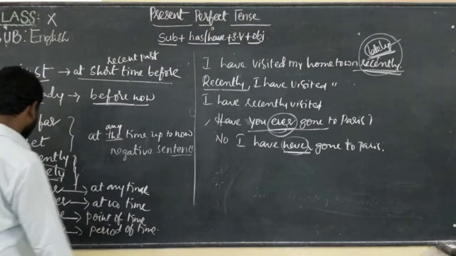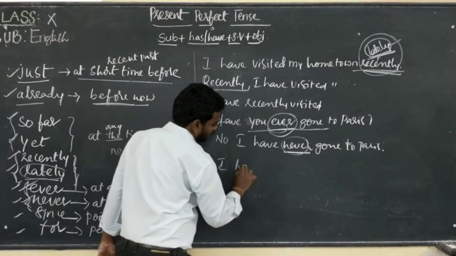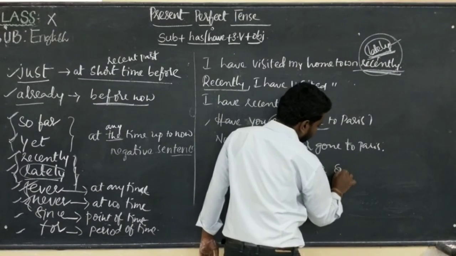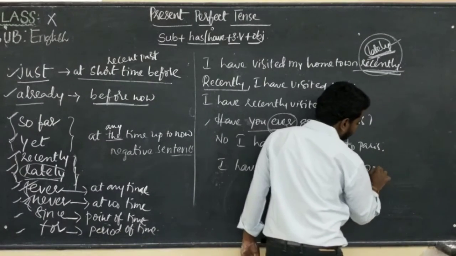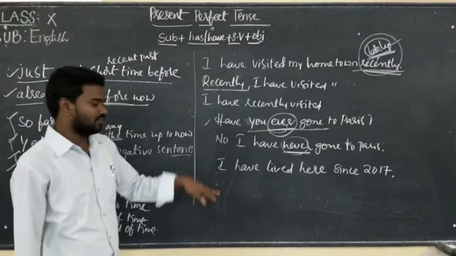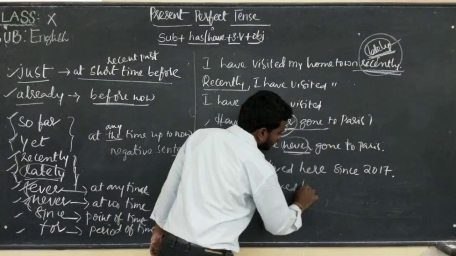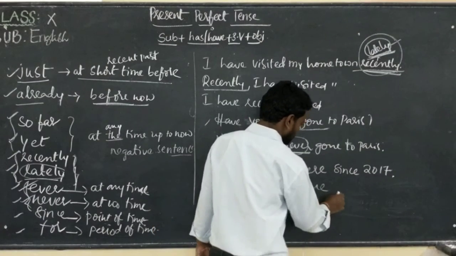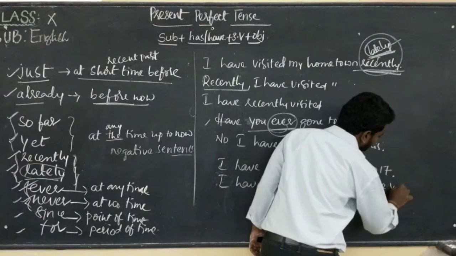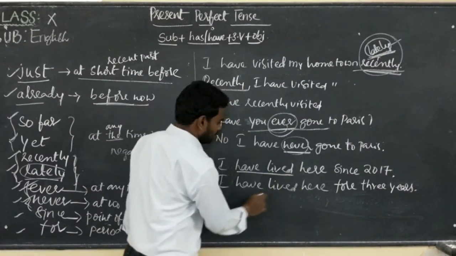And now when it comes to since and for, right? I write one example here. I have lived here since 2017. If I say so, this sentence can be written in another way also, right? I have lived here for 3 years. Now you see here, have lived, have lived.